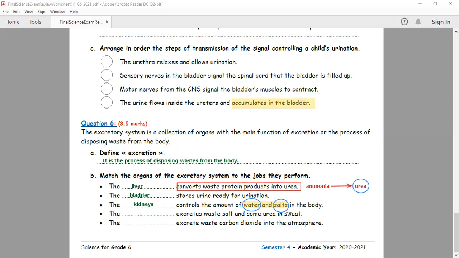What excretes waste salt and some urea in sweat? Easy, easy, easy. Sweat.